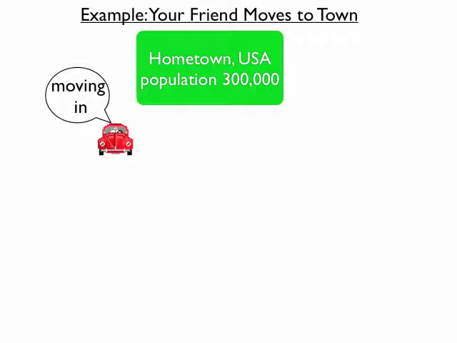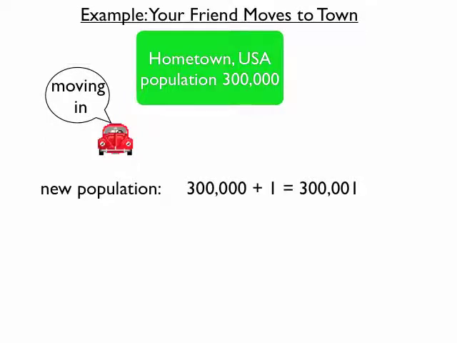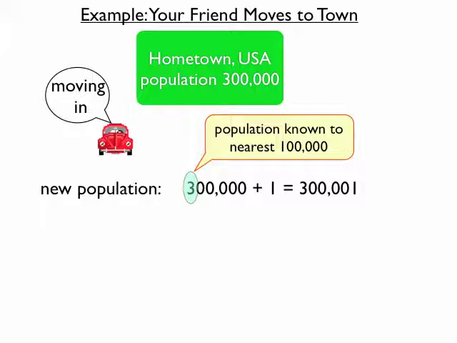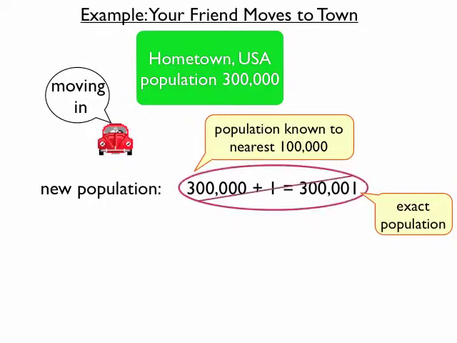You might be tempted to add your friend to the city's population, in which case the new population would be 300,001. However, the number 300,000 has only one significant digit, implying that the population is known only to the nearest 100,000 people. The last 1 in 300,001 makes all the digits in this number significant, implying that it is an exact population. Your friend's move cannot suddenly tell us the exact population when we knew it only to the nearest 100,000 before, so in this case, adding the 1 is wrong.